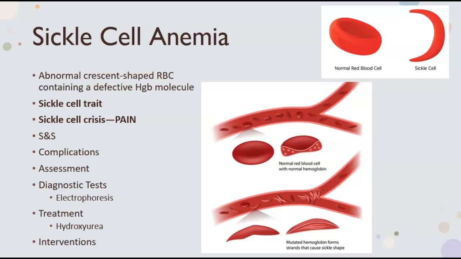Assessment. You want to know the factors that precipitate a crisis. Once you find out those factors, you want to help the patient to avoid them. Check for fatigue. Check for pain in the joints, especially in the hands and feet. That's going to be common in your sickle cell patients. They might have abdominal pain with swelling, hypoxia with rapid respirations, deep gnawing and throbbing pain. That's how they describe the pain that they're having when they're having a sickle cell crisis.